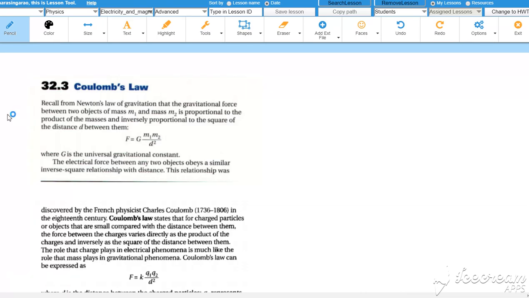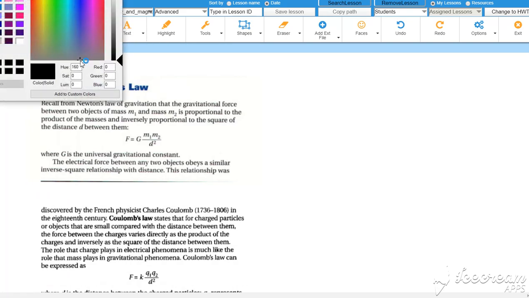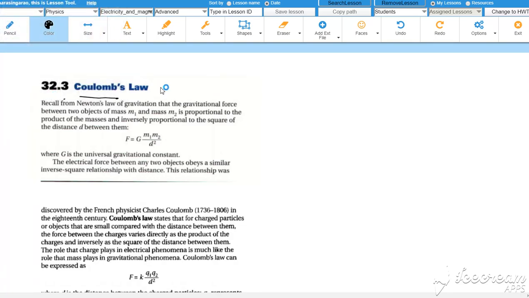So Coulomb's law is connected to Newton's law of gravitation. Coulomb's law is similar to the gravitation law.